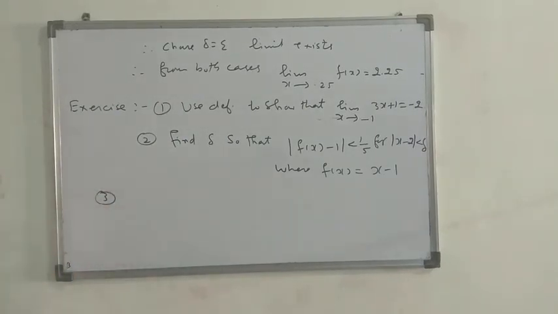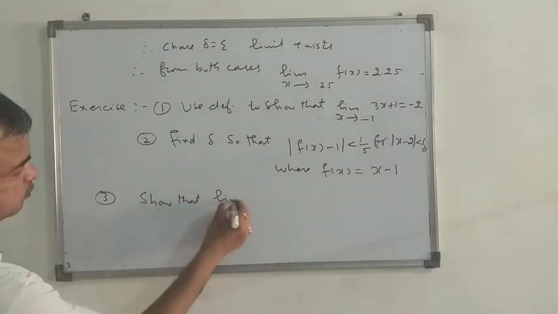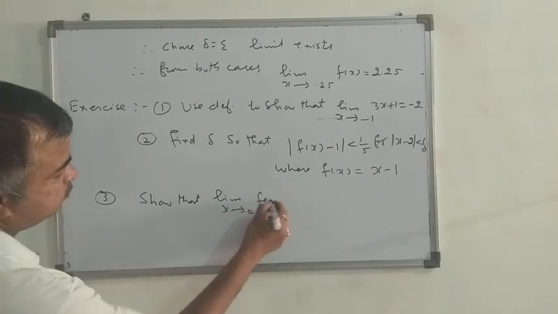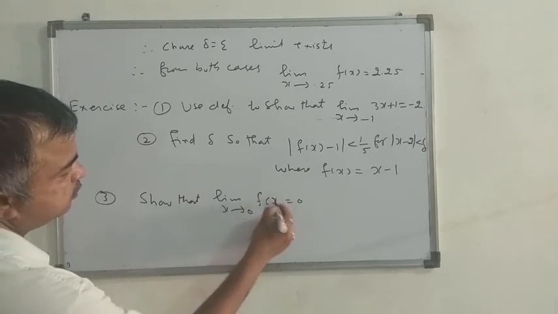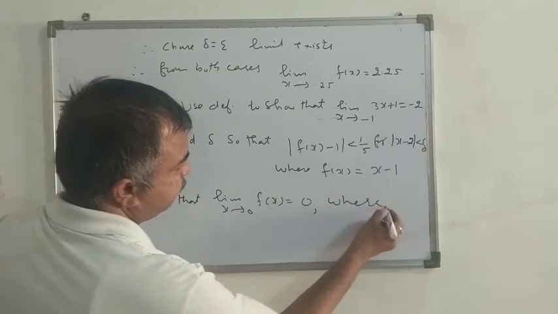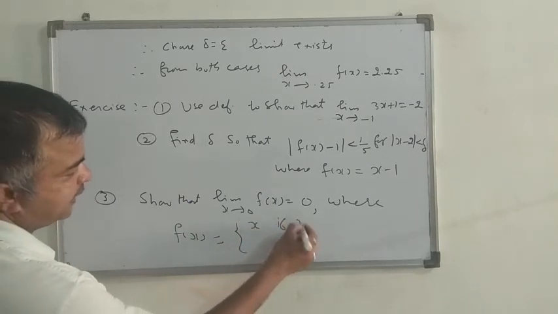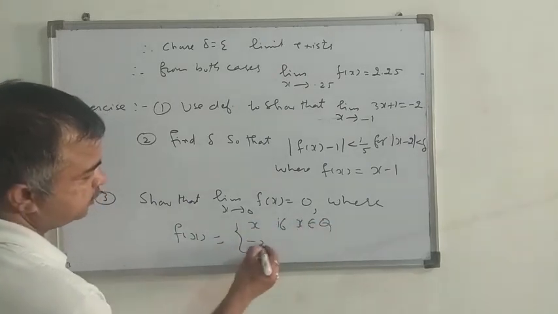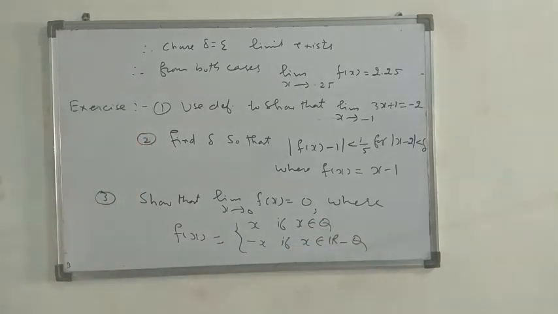Third, show that the limit as x tends to 0 of f(x) equals 0, where f(x) is x if x belongs to the rational numbers, and −x if x belongs to the irrational numbers. So these questions you have to do.